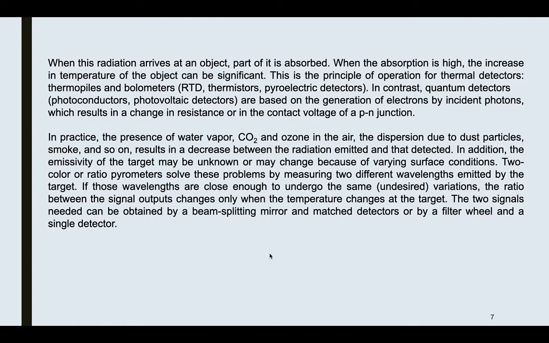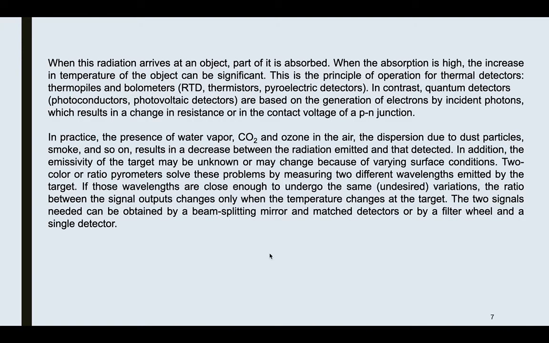In practice, the presence of water vapor, carbon monoxide, and ozone in the air, and the dispersion due to dust particles, smoke, and so on, results in a difference between the radiation emitted and that detected. In addition, the emissivity of the target may be unknown or may change because of varying surface conditions. Two-color or ratio pyrometers solve these problems by measuring two different wavelengths emitted by the target. If those wavelengths are close enough to undergo the same undesired variations, the ratio between the signal outputs changes only when the temperature changes at the target.